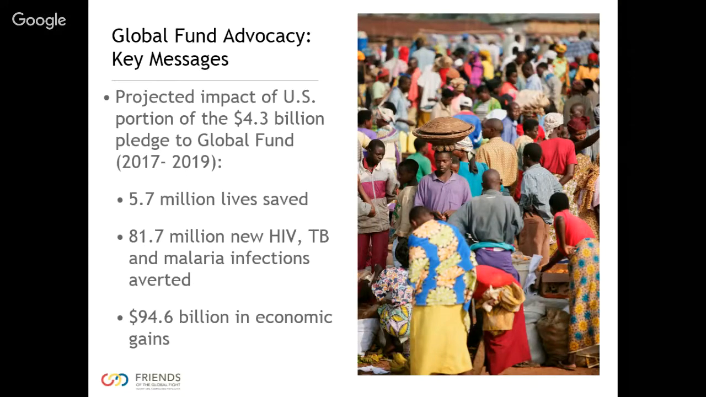In terms of further messaging for the Global Fund, the projected impact of the U.S. portion of the $4.3 billion pledge to the Global Fund from 2017 to 2019 would result in 5.7 million lives saved, 81.7 million HIV, TB, and malaria infections averted, and $94.6 billion in economic gains. And this is just the results of the U.S. alone.